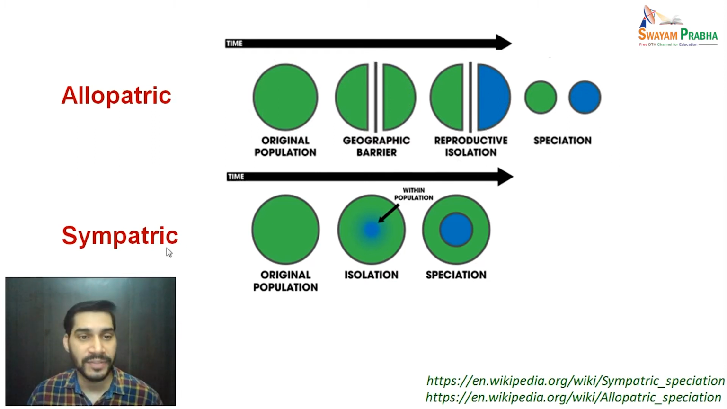Whereas in case of sympatric speciation, if this is the original population, though there is no physical barrier, within that population there is a small population which breeds among themselves only. So these members are not going to breed with the members on the other sides, and thus it creates a species within the population without any external geographical barrier.